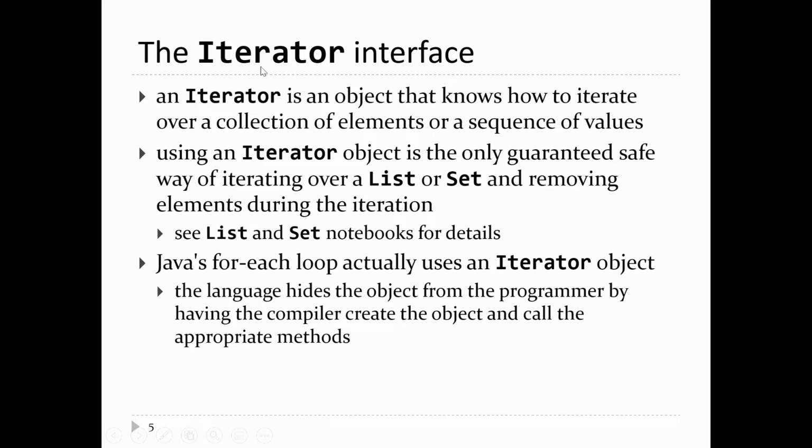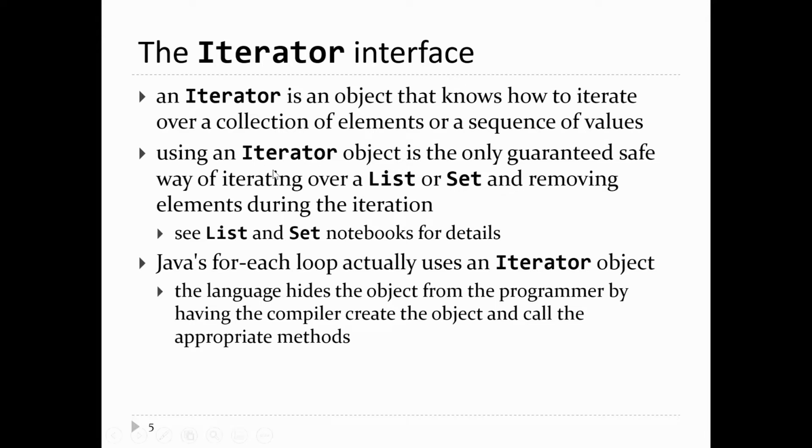There's an important interface in Java called Iterator. An iterator is an object that knows how to iterate over a collection of elements or a sequence of values. In other words, it's an object that encapsulates a for loop. That's literally what an iterator is.